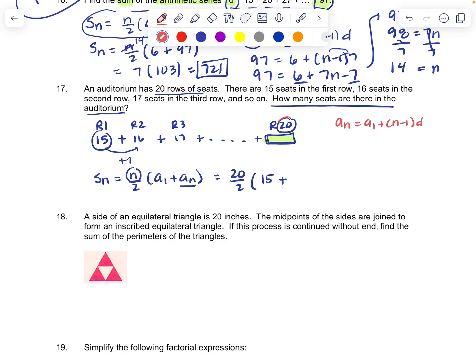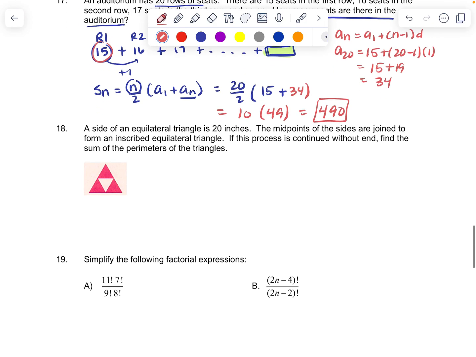I would really like to find out what the 20th term is. So look, a sub 20 is a sub 1, which is 15, plus 20 minus 1 times the common difference. The common difference was just 1 on this one. Remember, we were adding 1. So this is really going to just be 15 plus 19, which is 34. So if I put in a 34 in here, 20 divided by 2 is 10. 15 plus 34 is 49, and 49 times 10 is 490.